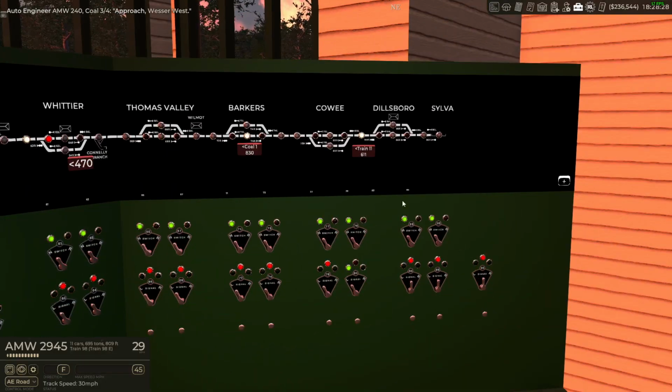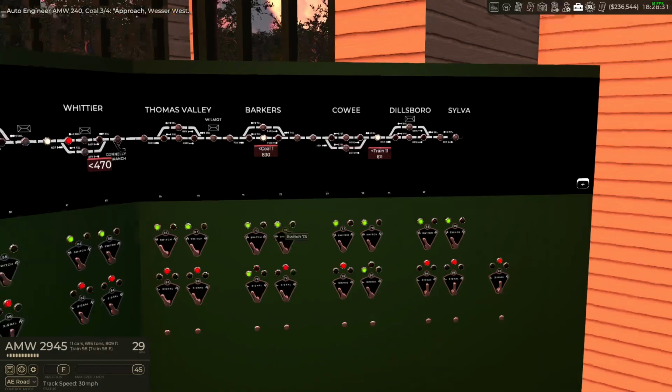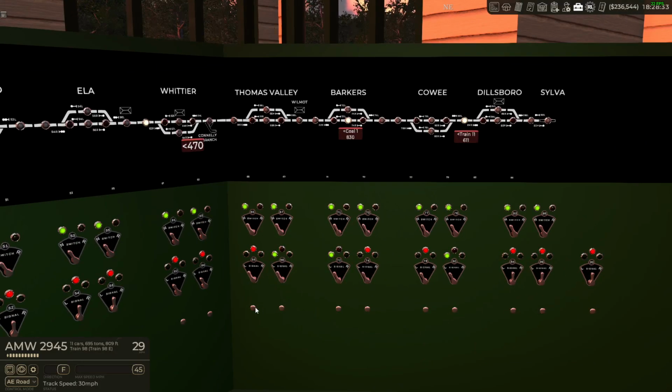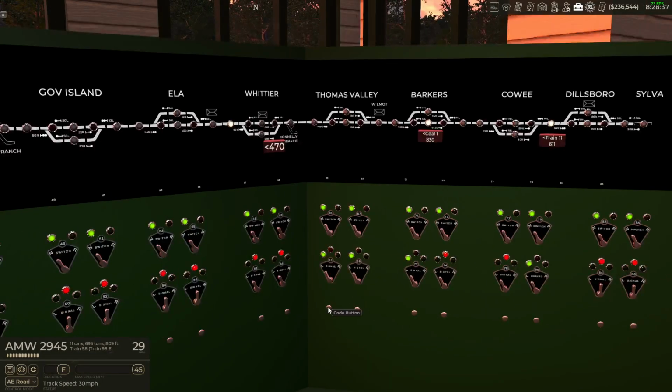Smash, this is Cole 1. I'm looking at a red board on the west side of Barker's. Hey, Cole 1, getting you lights out of Barker's. Understood. Proceeding westbound.